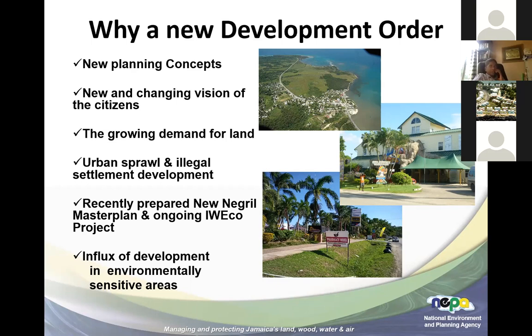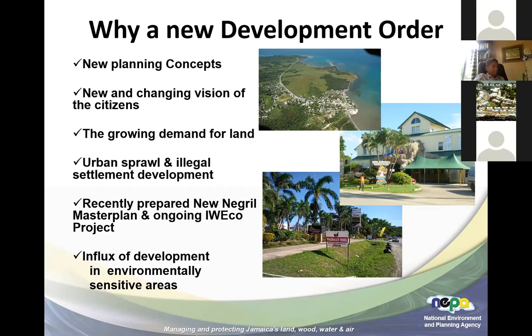Also, there is the recently prepared new Negril master plan that was prepared by the agency on behalf of the cabinet. The cabinet had given an instruction for us to prepare a master plan for an area to be called New Negril, which is an area that extended from the parish border of Westmoreland and Hanover and extended northwards to just outside the township of Lucea. So this master plan was prepared. It is presently with our executive management undergoing reviews.